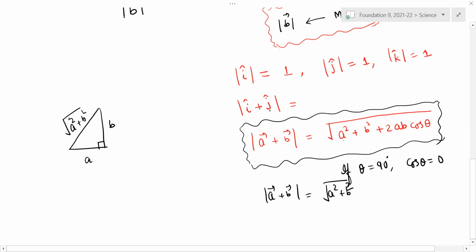So I cap plus j cap will be how much? Can we say 1 square plus 1 square, since between I and j the angle is 90 degrees? Yes, sir. So can we say this is root 2? Yes, sir. Okay, very good.